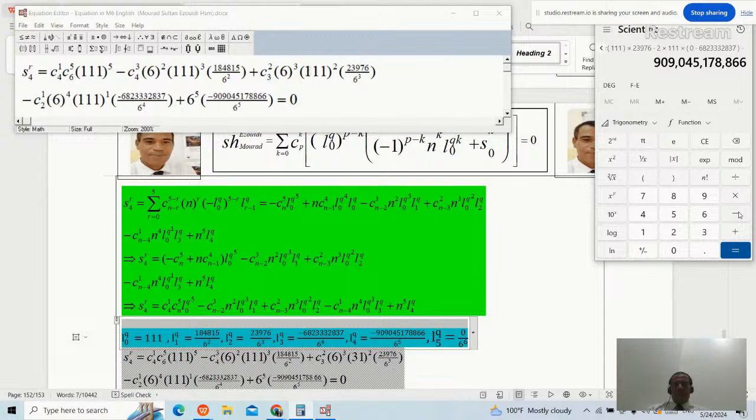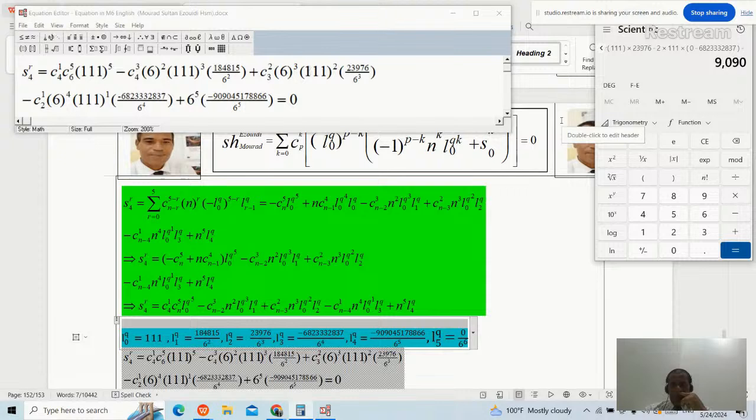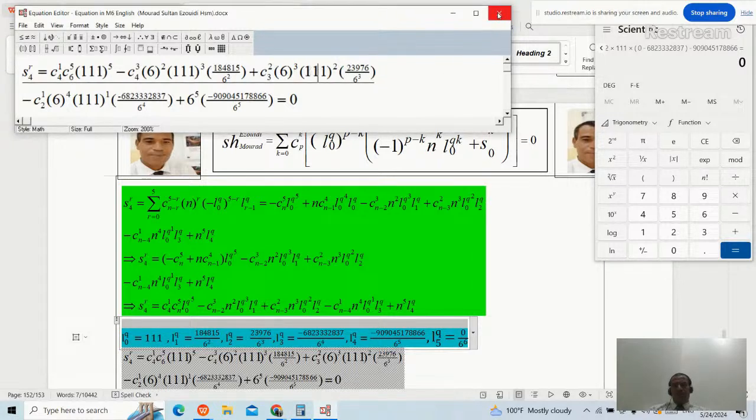Minus 6 to the power 5, which will be cancelled; it will be 1 in fact. I'll just write this one, minus 90,451,7878866. This one, learners, should be equal to, I will use my calculator, 0. Therefore this is 0, which means S5 is equal to 0.